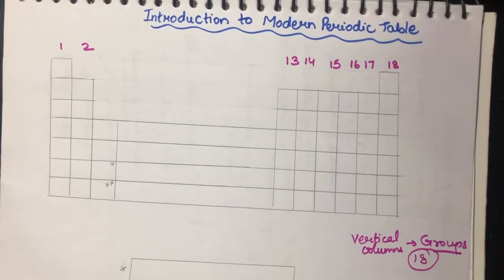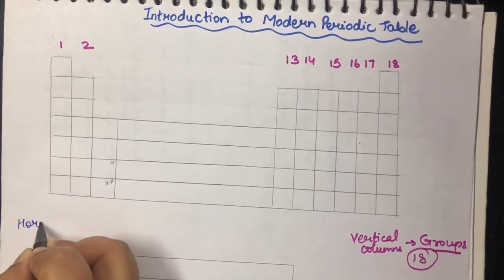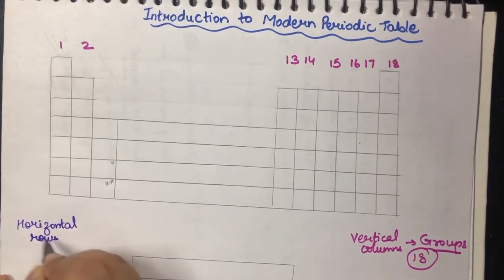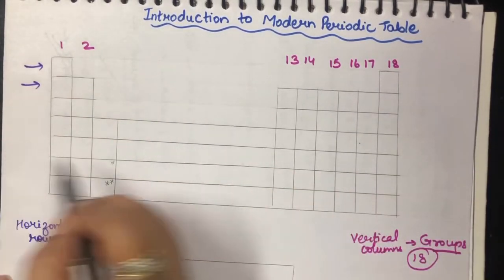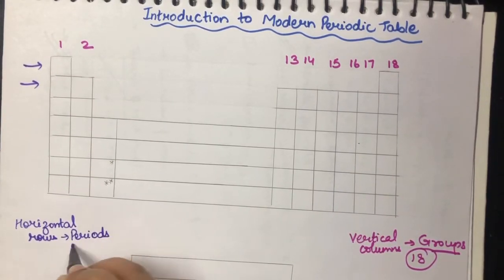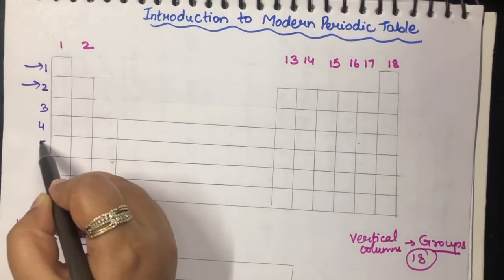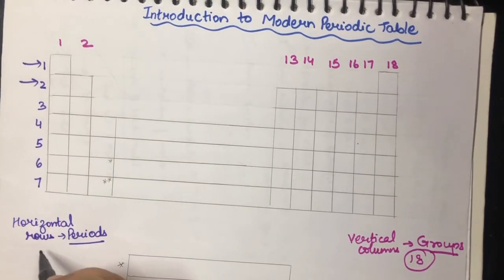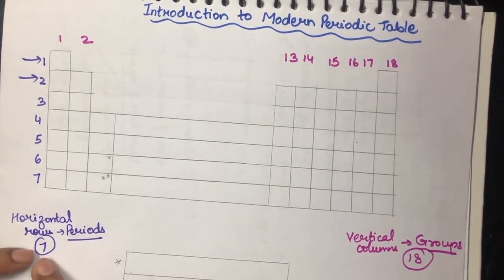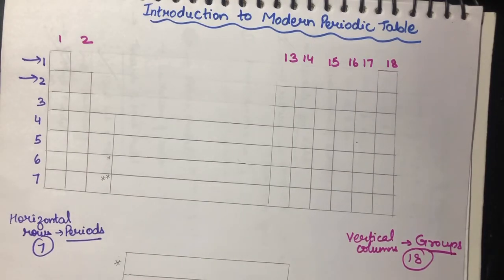Now when I talk about periods, what are periods? The horizontal rows are called periods. Let's see how many periods there are. It is 1, 2, 3, 4, 5, 6 and 7. So if I am talking about the modern periodic table, you need to remember that it has 7 periods and 18 groups. Now let's talk about the number of elements in each period.